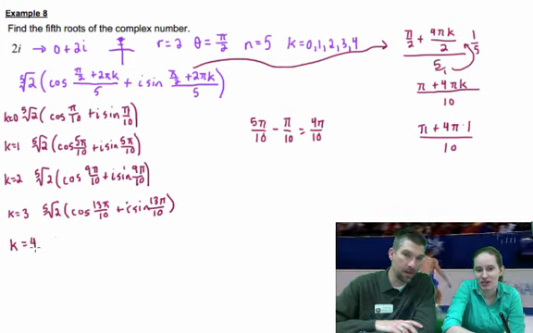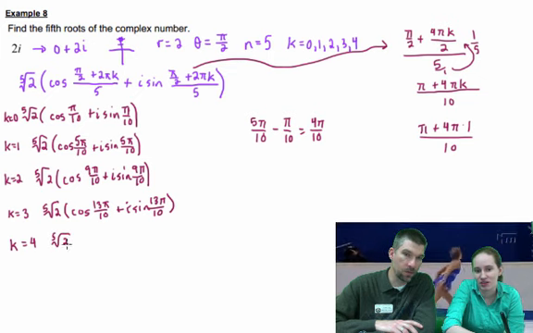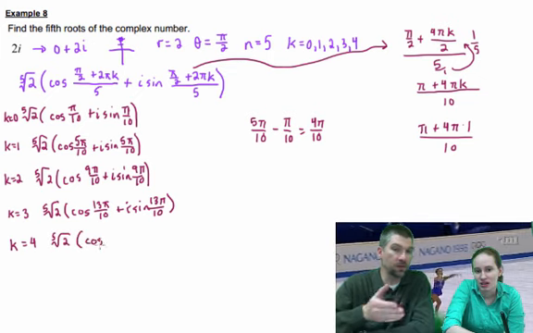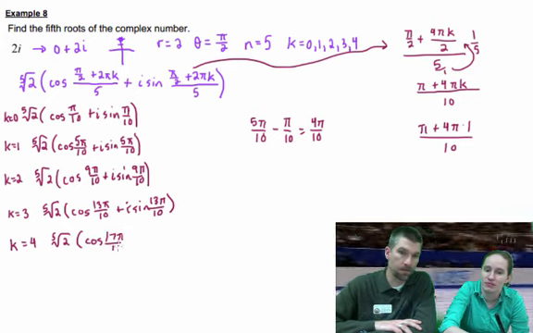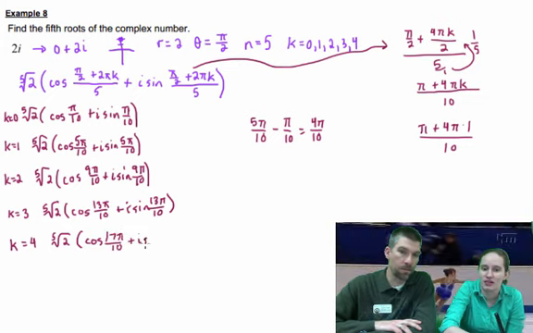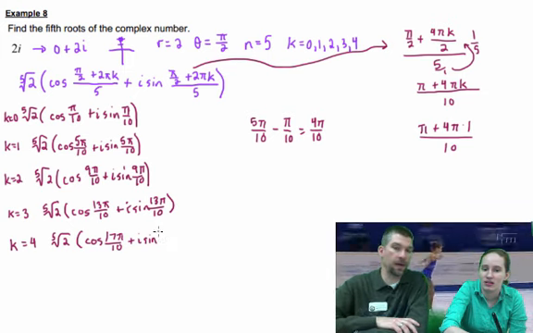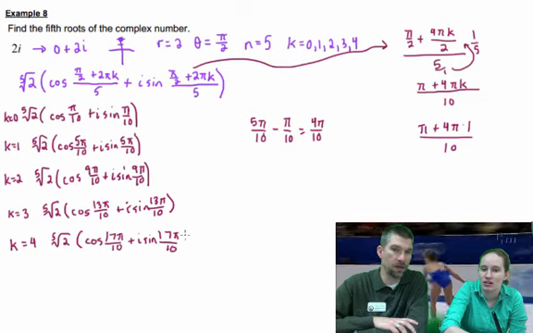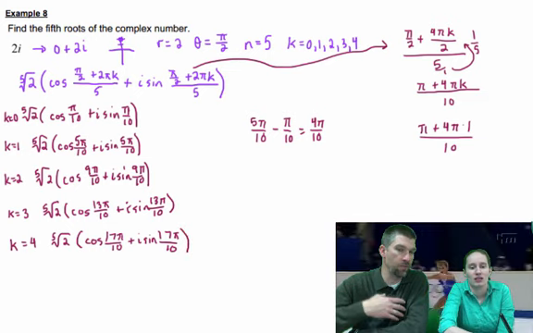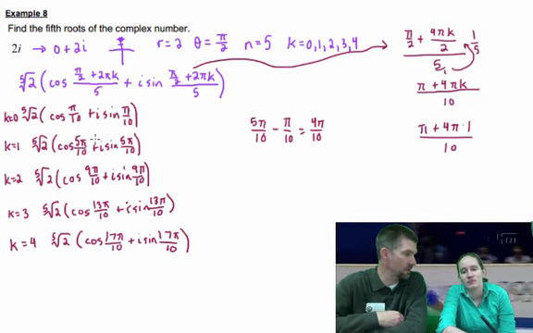K equals 4, that's our last one because it gives us our fifth root. And 4 plus 13 is 17. Yep, 17 pi over 10, plus i sine. Now, if you are turning this in as a completed problem, you might check with your teacher to see. I think for us, we're comfortable with 5 pi over 10 being in there.